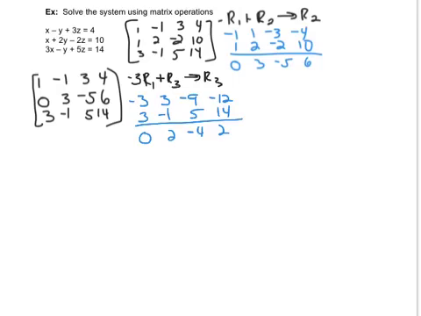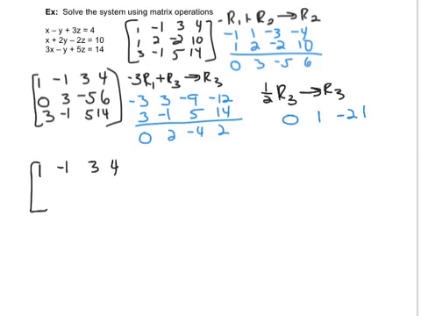From here, before I rewrite my matrix again, see how I have even values? All 3 of these are even. That means I'm going to take row 3, and I'm going to multiply it by 1/2. I'm going to put that back in row 3. So that means the row that's going to go in there is 0, 1, -2, 1. Here's my new matrix. 1, -1, 3, and 4. 0, 3, -5, and 6. And 0, 1, -2, and 1.